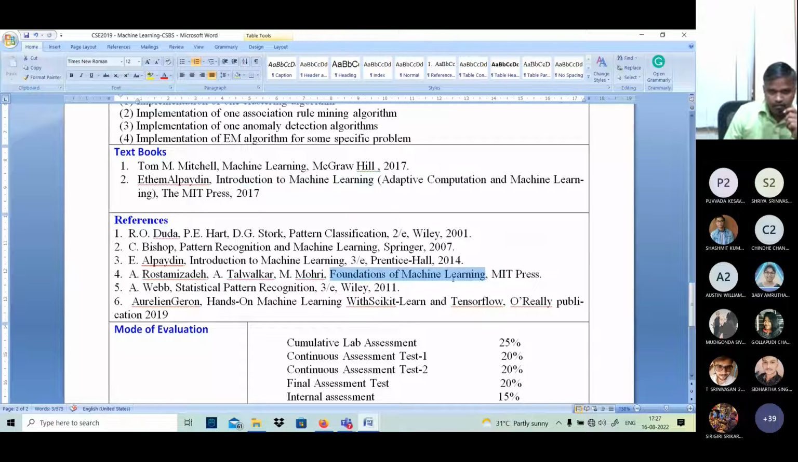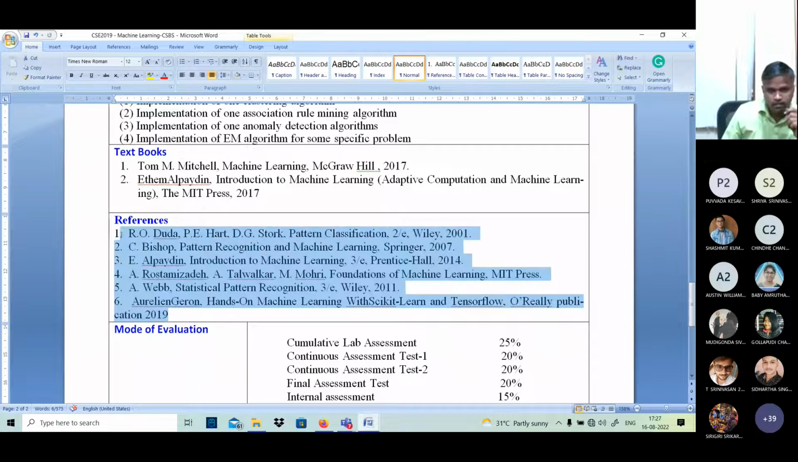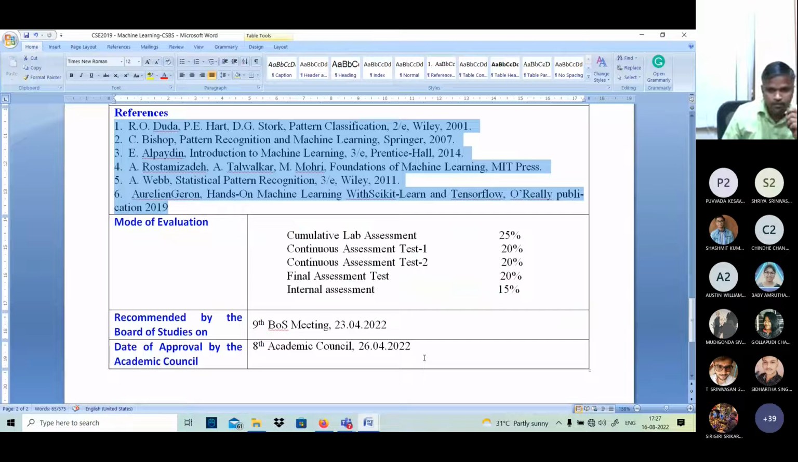Then Foundations of Machine Learning, Statistical Pattern Recognition, and this one is useful to know about hands-on programming. I mean, there is code available that you can use for coding. So these 6 reference books are also useful for learning machine learning.